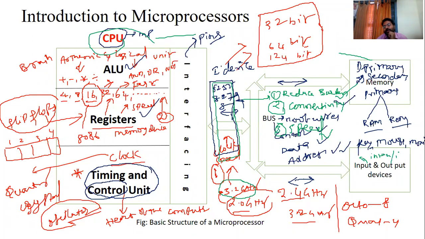Suppose we have a printer. Printer also has some clock in it, some speed, so a speed mismatch happens. The best example for this is the USB port that we have nowadays.